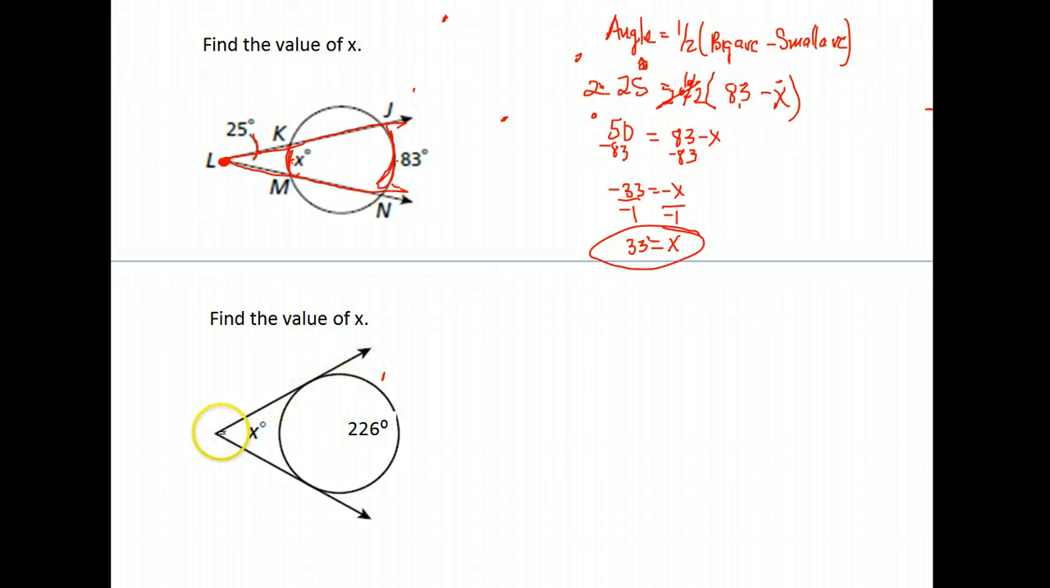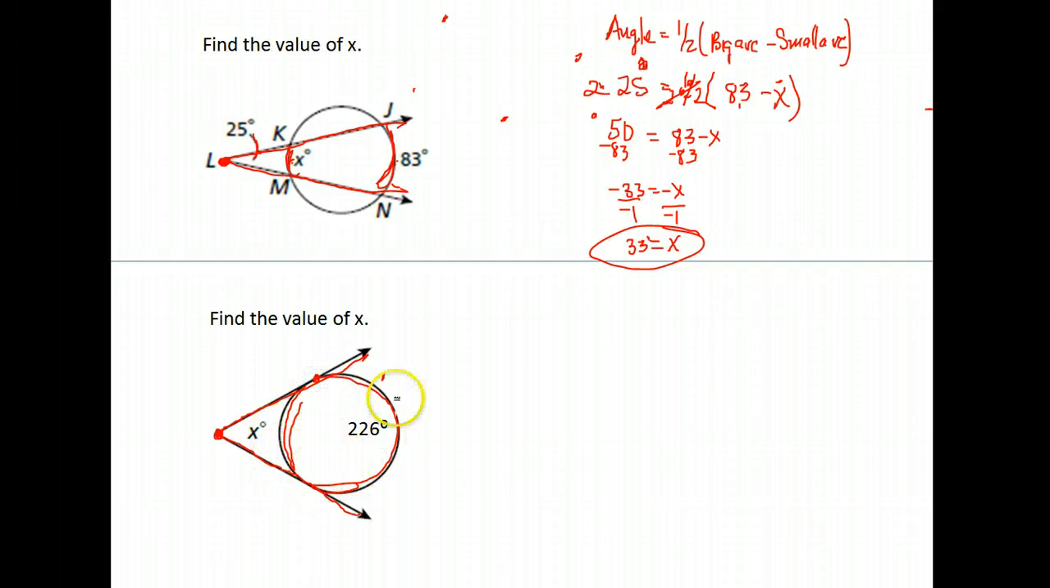Okay, we have a second example down here. Find the value of x. So I have an angle. Its vertex is outside of the circle. I have two arcs created here. One, the bigger one here, which is 226. The smaller one here, I don't know what that is. I'm going to find that before I do anything else.